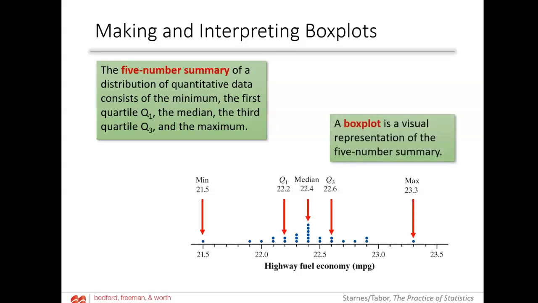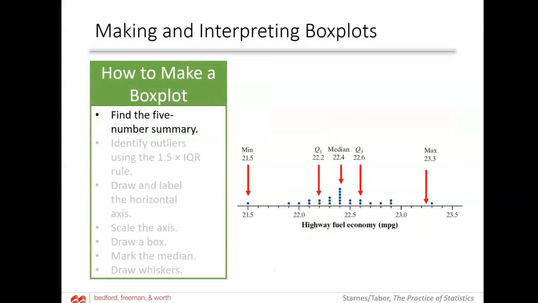What this allows us to do now is create what's called a box plot. A box plot is a visual representation of that 5-number summary. It doesn't necessarily align with the dots themselves. That's a little confusing to kids because they're hoping to see all the dots from the dot plot. It's a different idea. So if we're trying to make a box plot, we find the 5-number summary first.